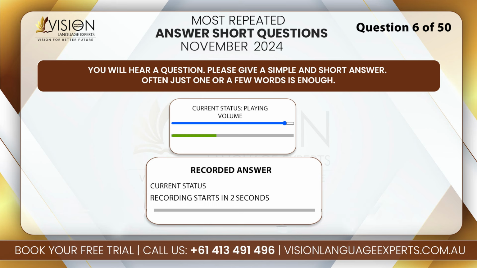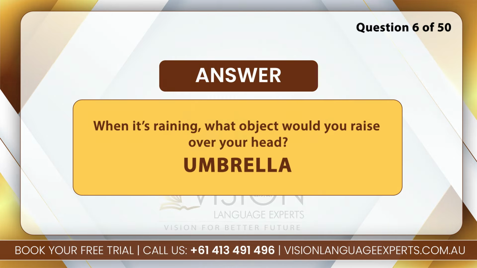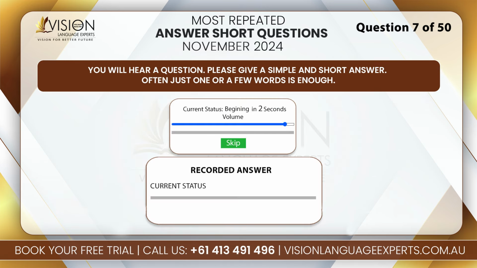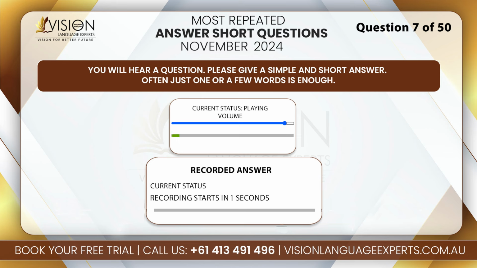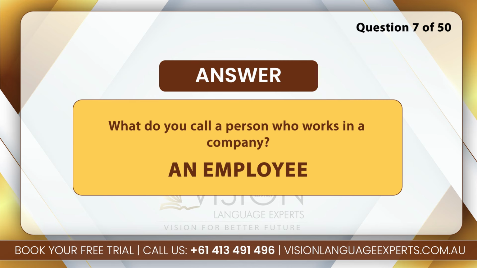When it's raining, what object would you raise over your head? Umbrella. What do you call a person who works in a company? An employee.